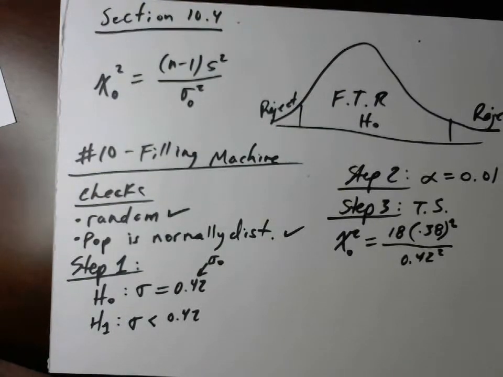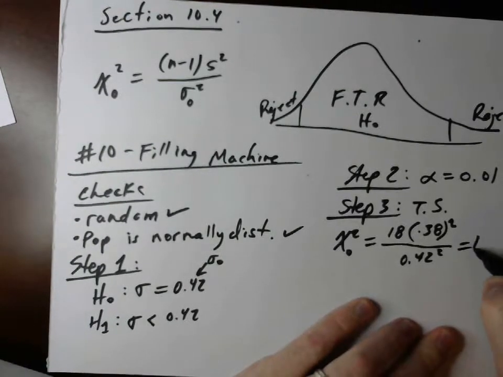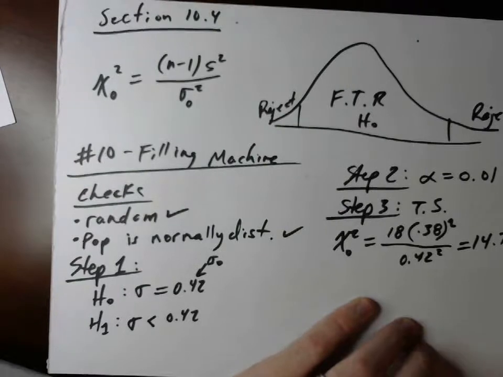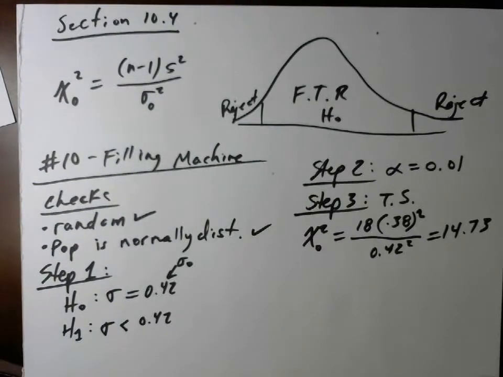We'll go ahead and calculate this chi naught squared. This is equivalent to 18 times 0.38 squared divided by 0.42 squared, which is 14.73, we'll just say. So there we go. We have just calculated our test statistic.